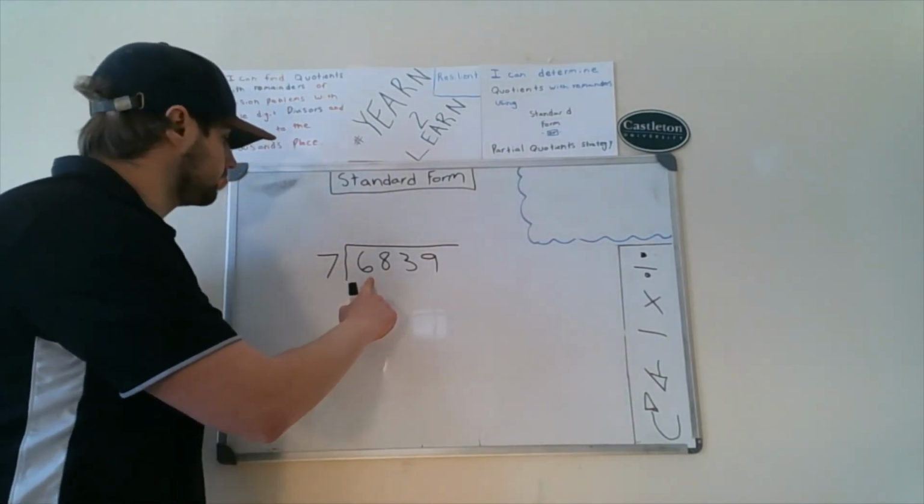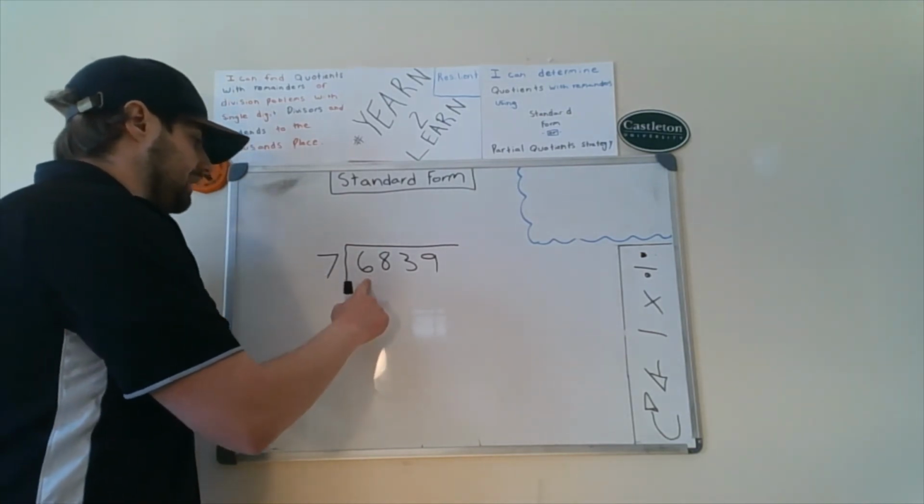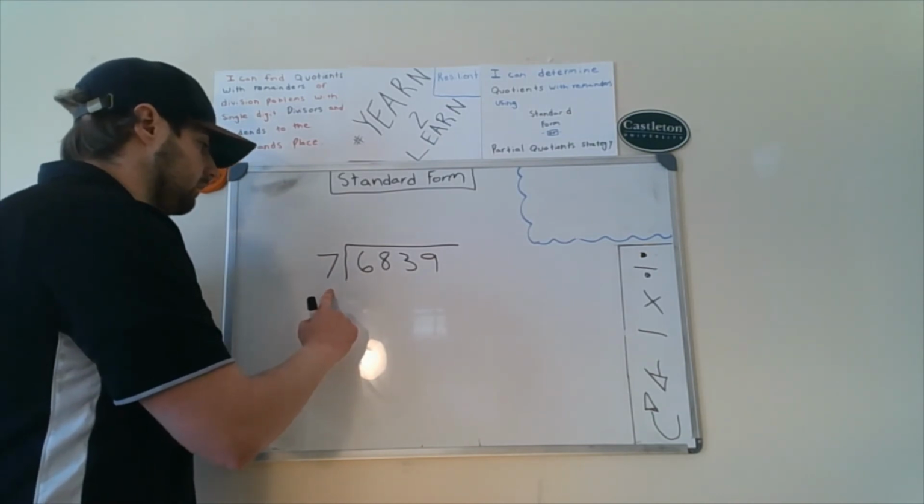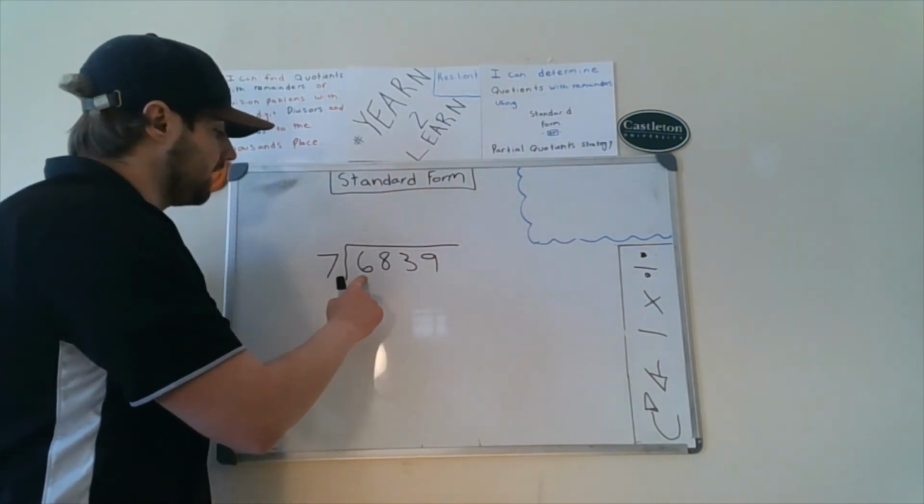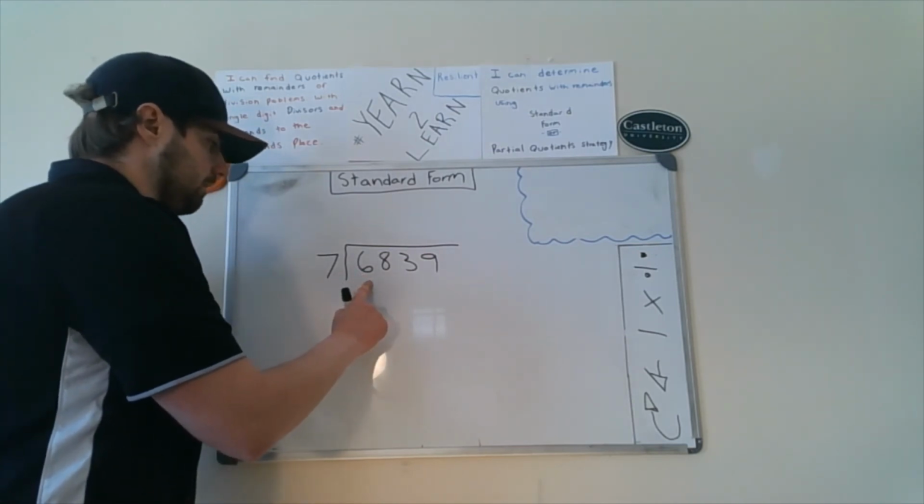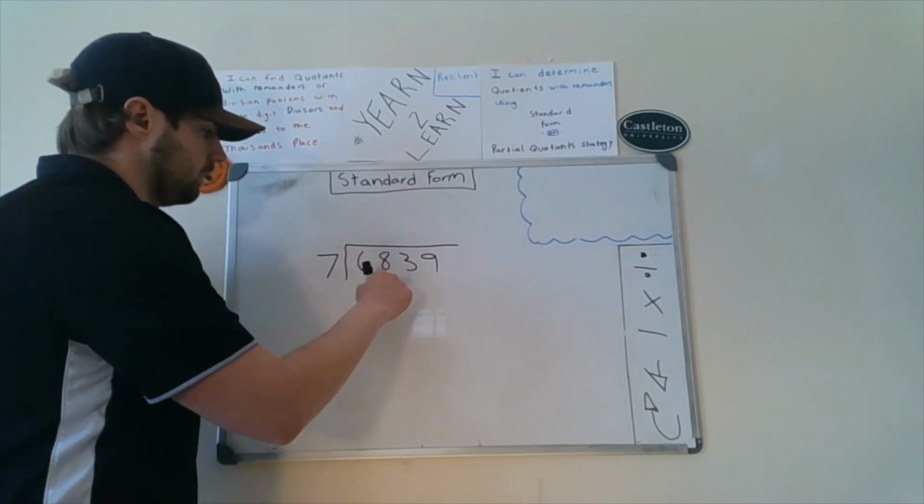The thousands. I'm thinking to myself, can I divide 7 into 6? Can 6 be divided by 7? The answer is no, because 6 is smaller than 7. It cannot go in equally. I need to move over to my hundreds.